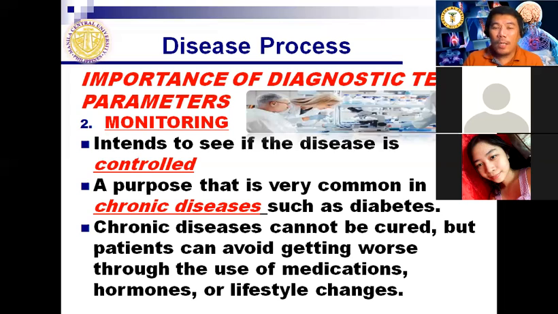So just like for example, as a chronic disease, we have given an example in diabetes that blood sugar is being monitored to determine if the client will be subject for administration of insulin, or if it is controlled, it is not anymore necessary for the administration of insulin. Just like for the clients with kidney failure, hemoglobin and hematocrit are being monitored routinely so that if it is necessary, erythropoietin can be administered.